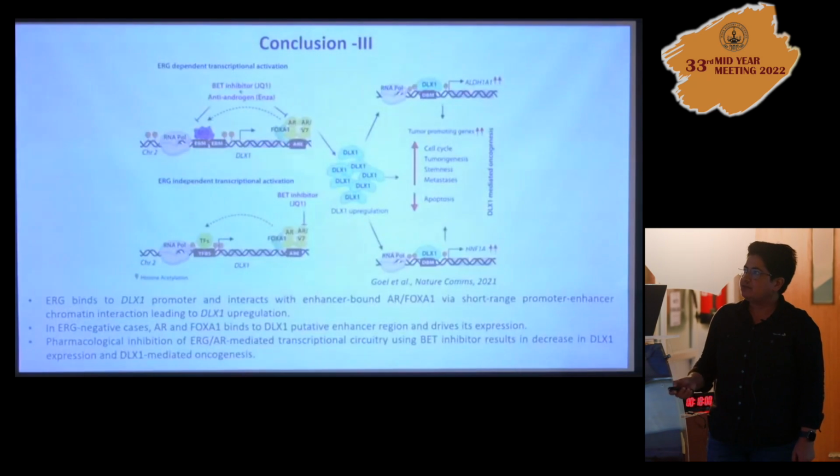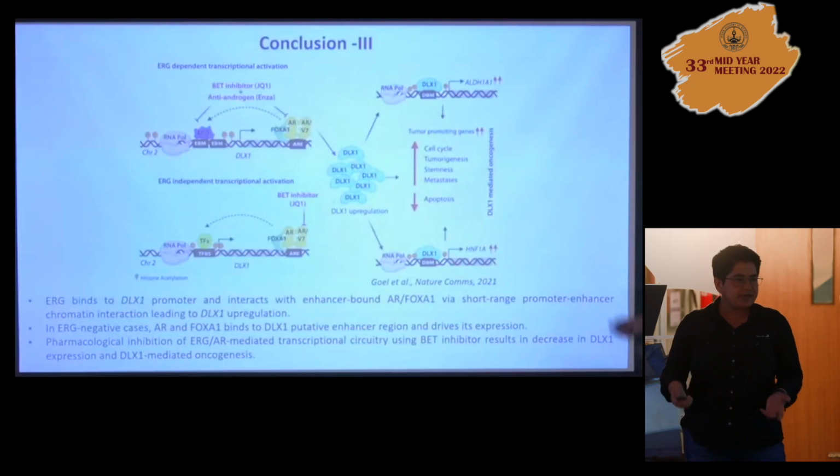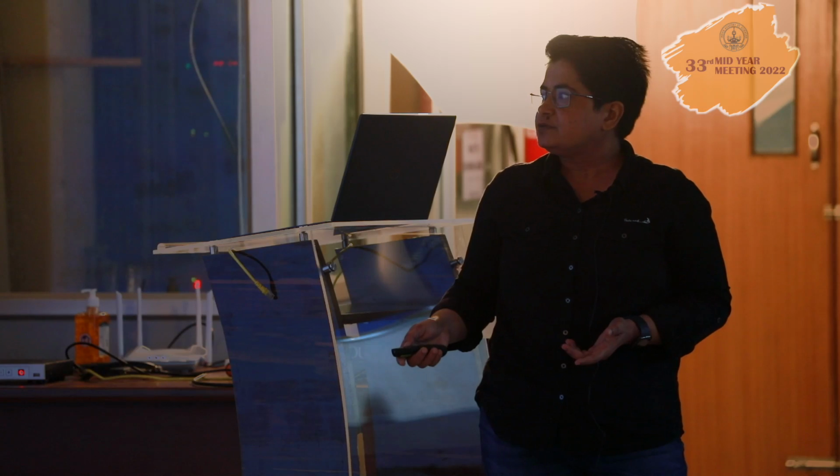So, this is a model that we propose. I did not talk about the ERG-independent machinery, but here FOXC1 and AR and AR-V7 drive the expression of DLX1, whereas in the ERG-positive patients, ERG and AR drive the expression. And also, these are the 2 target genes that we identified, LDH1 and HNF1. So finally, what we did here, we proposed the mechanism of DLX1 overexpression and also provided a therapeutic strategy for how to target patients who have DLX1 overexpression as well as ERG overexpression or negativity.